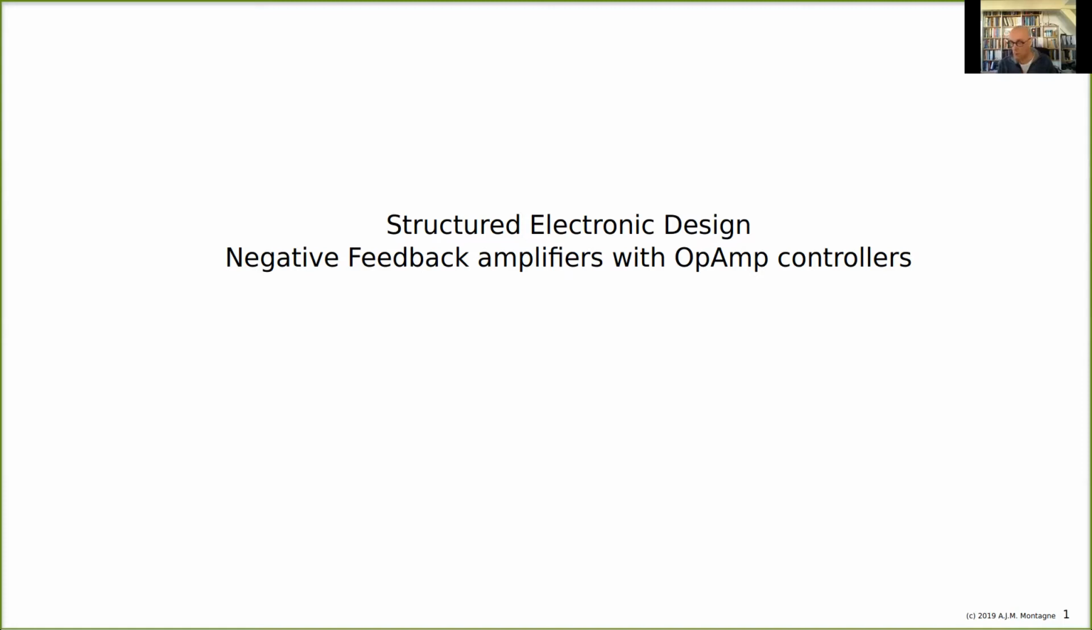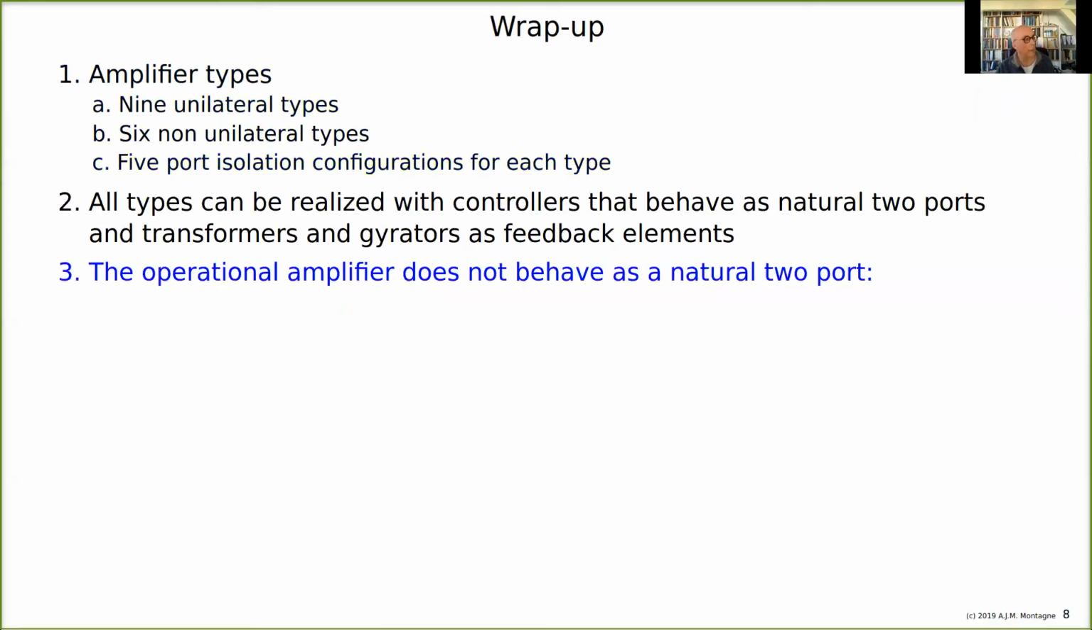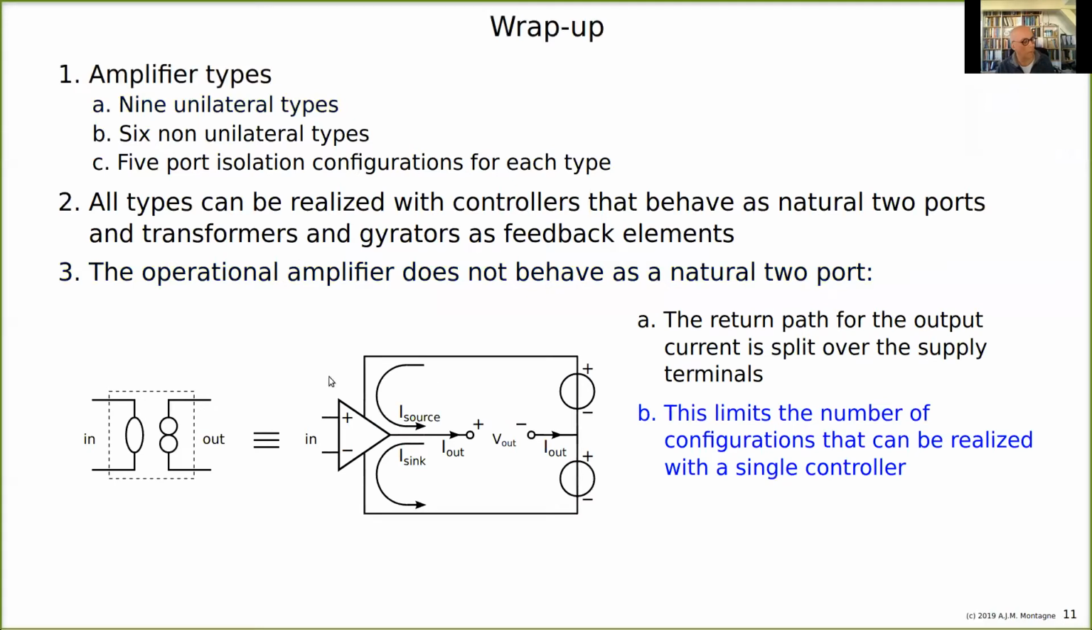We have seen that the nuller is the concept of the ideal controller, and the nuller has four nodes, but operational amplifiers don't have. Operational amplifiers basically have an output node distributed over the two power supply nodes. Here we have a source current, and here we have what we call a sink current, and together they constitute the current through our load.